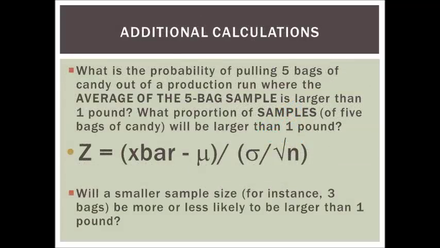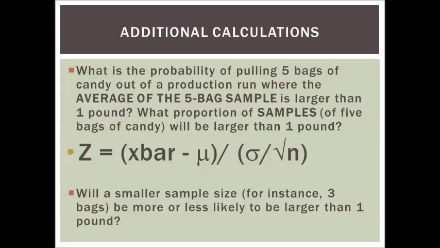All right, let's look at another example. So here's the problem statement. Here's the question. What is the probability of pulling 5 bags of candy out of a production run where the average of the 5 bags is larger than 1 pound? Or another way to ask that is, what proportion of the samples of 5 bags of candy would be larger than 1 pound? And again, I'm asking this question 2 ways here because there are 2 ways that I could ask the same question on the exam.